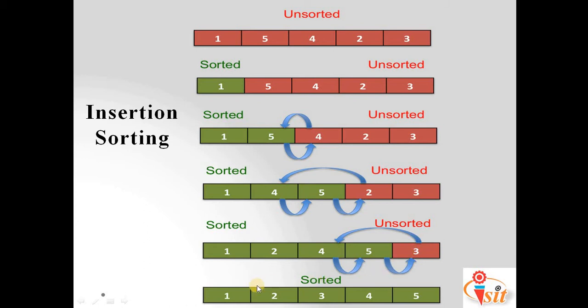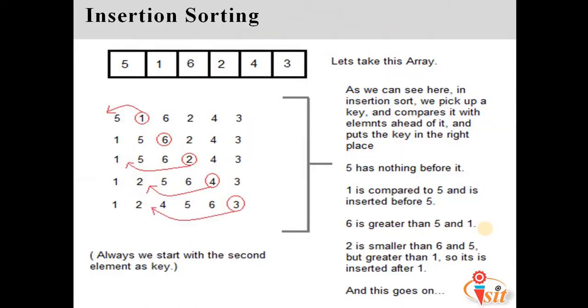Now the sorted elements are 1, 2, 3, 4 and 5. So all the elements are in sorted order. So there are no elements in the unsorted part. So we can say that the unsorted 1, 5, 4, 2, 3 is going to be sorted like 1, 2, 3, 4 and 5. So like that the insertion sort algorithm works.